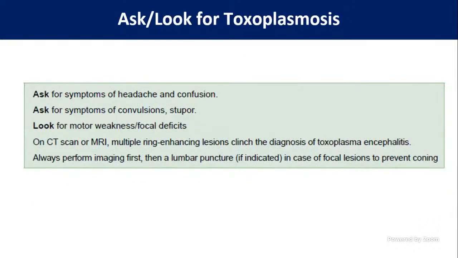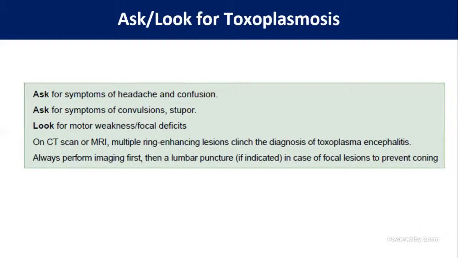So ask for symptoms of headache and confusion, ask for symptoms of seizures. Most of them will have seizures and stupor. Look for motor deficits, focal deficits, because it is a focal cerebral syndrome. Look for MRI, multiple enhancing lesions which diagnose toxoplasma encephalitis. Always perform the imaging first. If required, you do a lumbar puncture. Normally, it is not required for diagnosis of toxoplasma. You may want to do the LP for ruling out other diagnoses, but if you have multiple focal ring enhancing lesions on your MRI brain, you generally will not attempt a lumbar puncture in that situation.